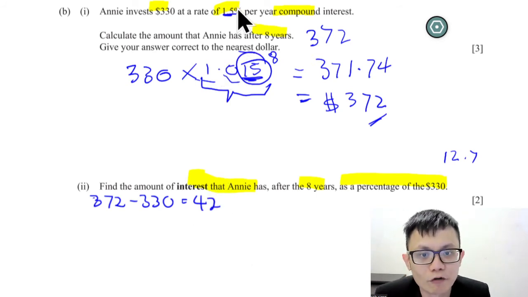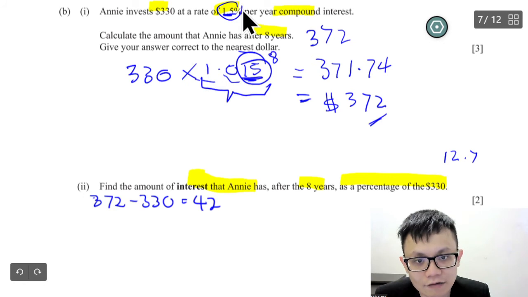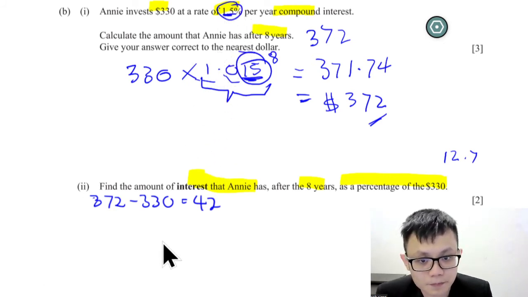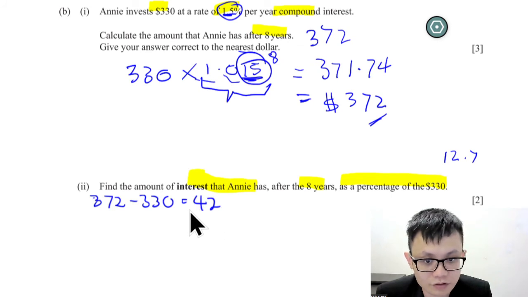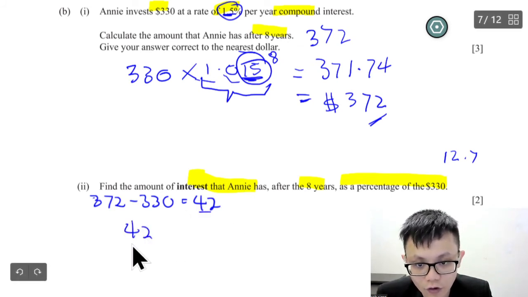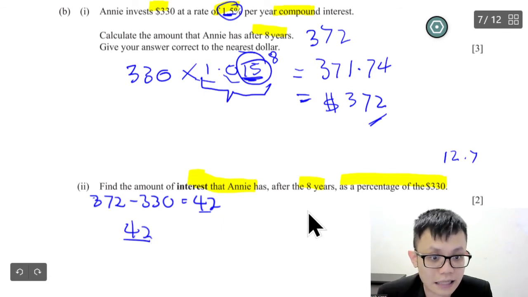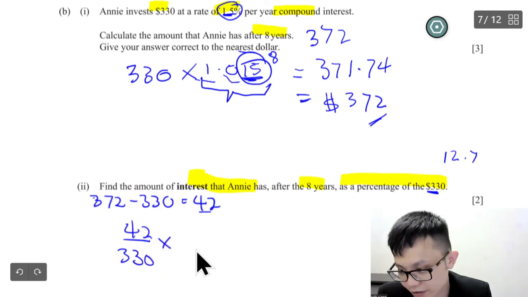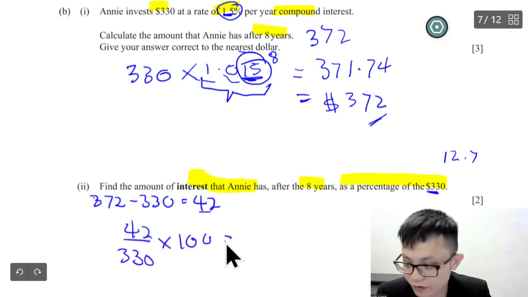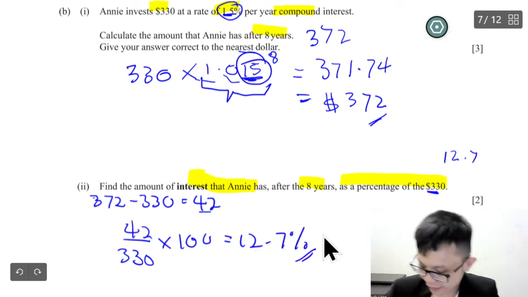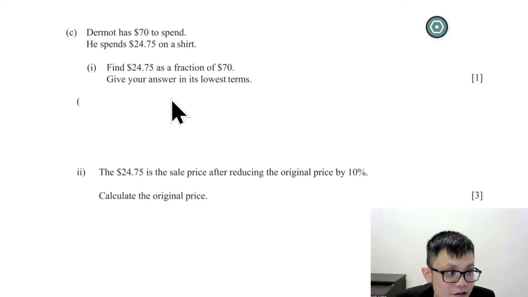But of course, this one put 1.5% is quite little. So this money that you earn, 42 ringgit, so 42 over the original amount, which is 330, times 100. So you will get 12.7%. Can? Okay, let's continue this question.